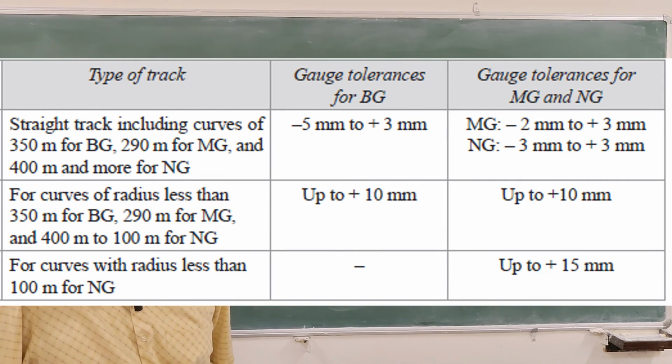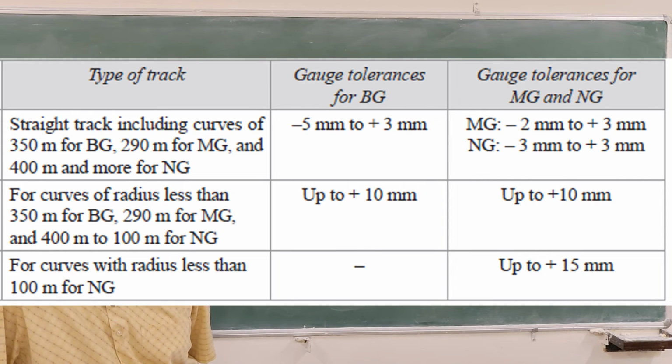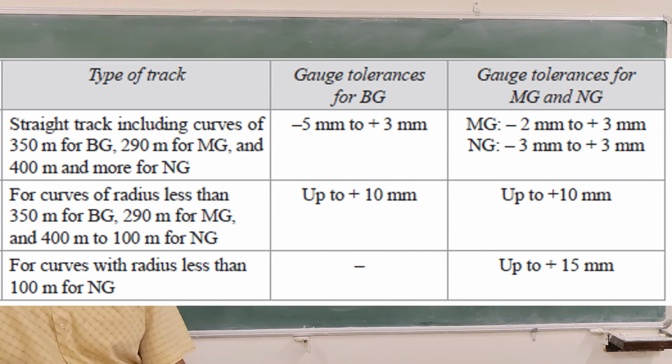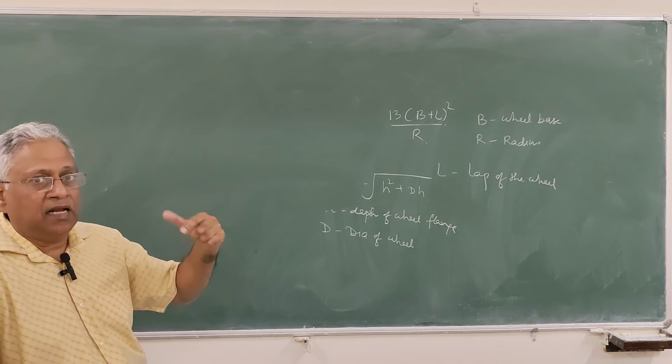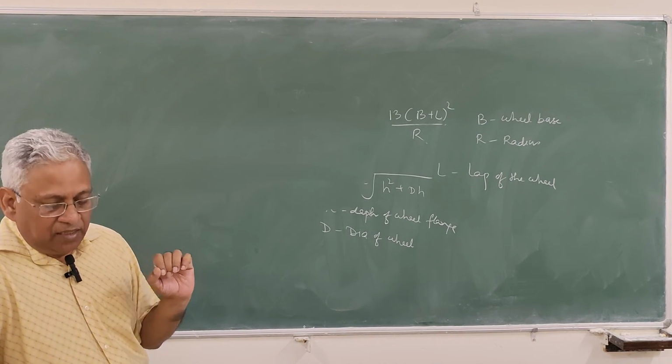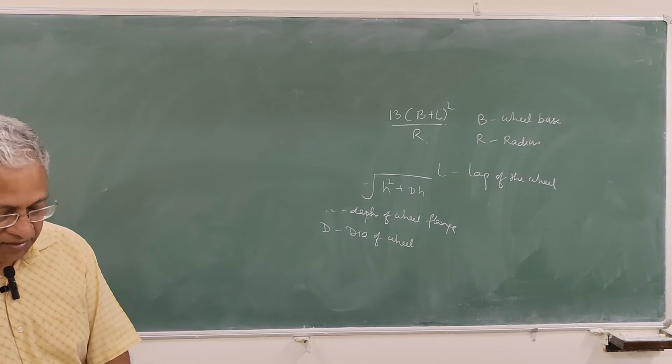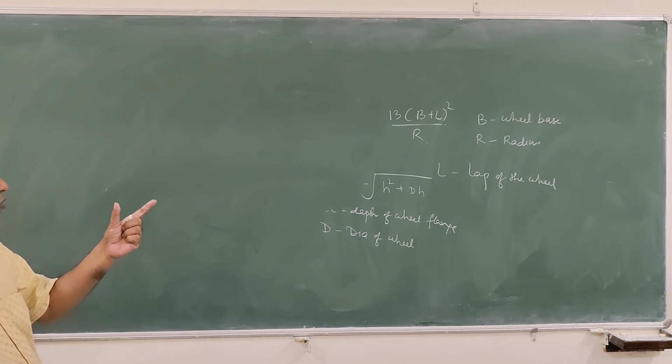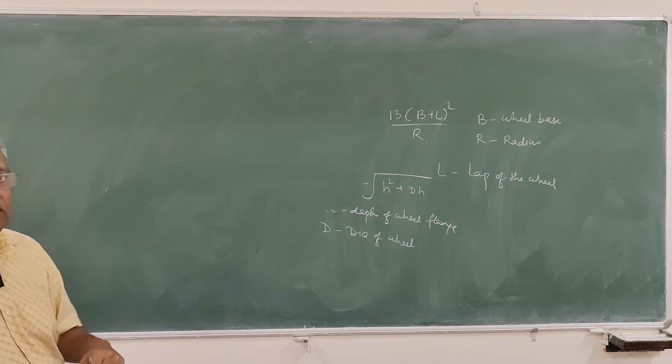But when the curve radius is less than 350 meter on broad gauge or 290 meter for meter gauge and 400 meter to 100 meter for narrow gauge, then the gauge tolerance can be up to plus 10 mm on broad gauge, meter gauge or narrow gauge line. So that means the maximum widening of the gauge or maximum slackness in the gauge is plus 10 mm. Now let me take one example here to illustrate this widening of the gauge.